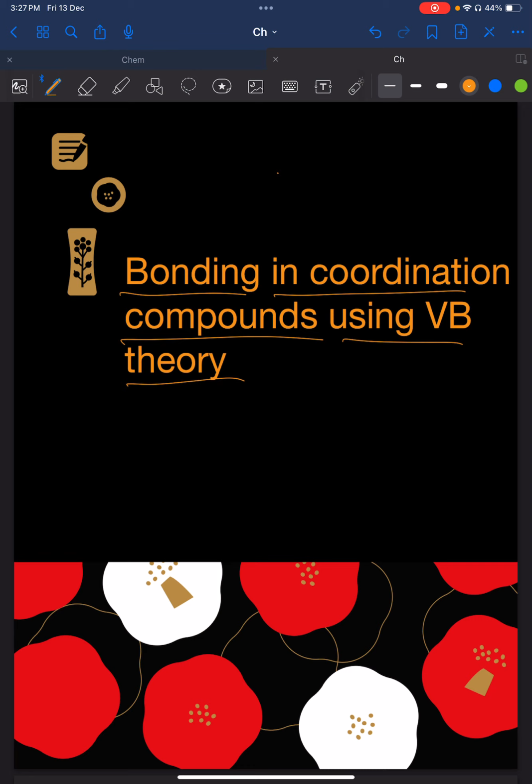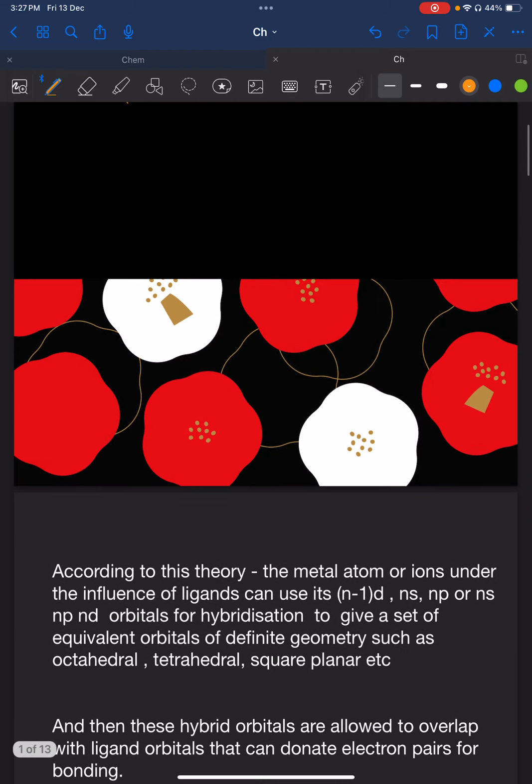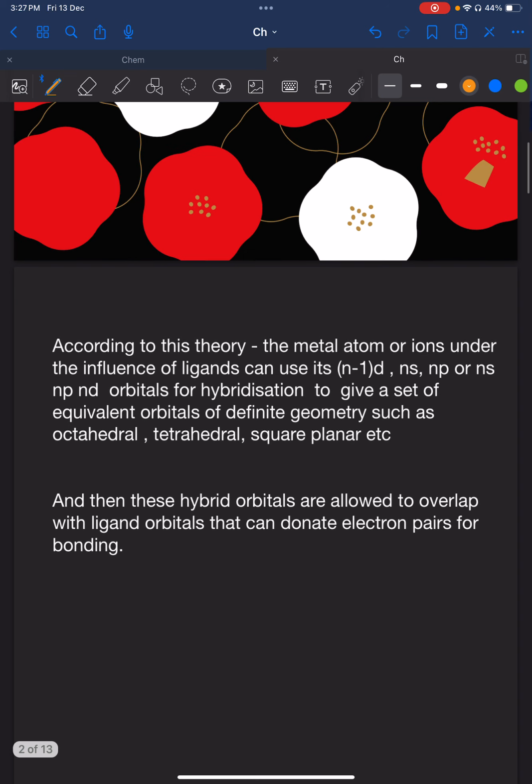So here we are going to see bonding in complex compounds or coordination compounds using VB theory, that is valence bond theory, the similar theory which we have studied in chemical bonding. Now let me give you a gist of it.